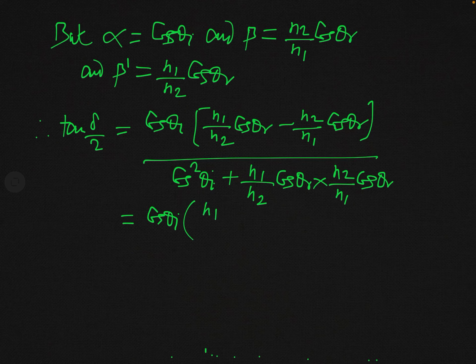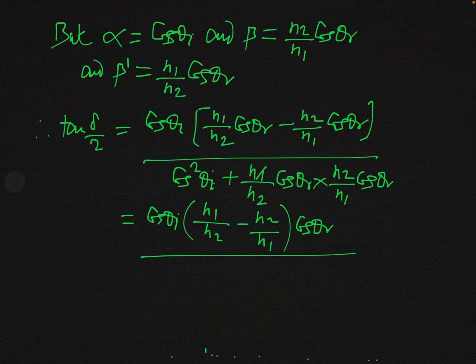Let us simplify this RHS to some extent to get the desired result. This is equal to cos theta I into n1 by n2 minus n2 by n1 into cos theta r. We have taken cos theta r as a common factor. And in the denominator, n1, n1, n2, n2 will cancel out, and so our result is cos square theta I plus cos square theta r.